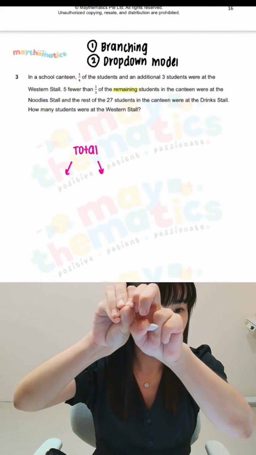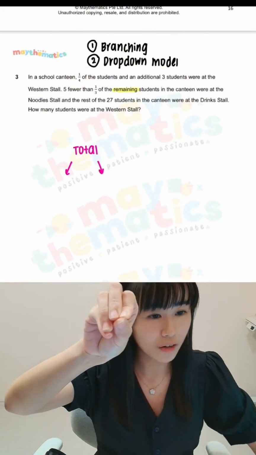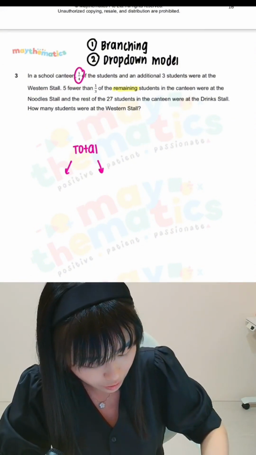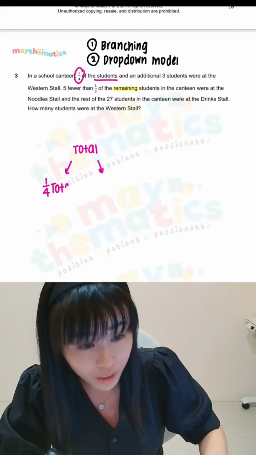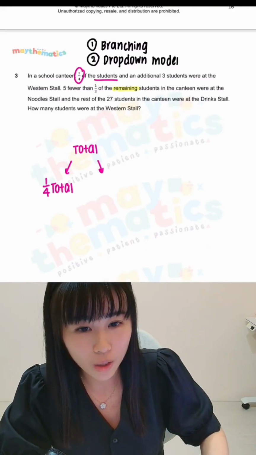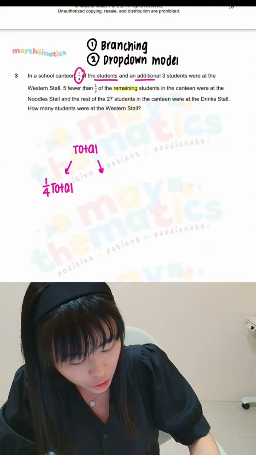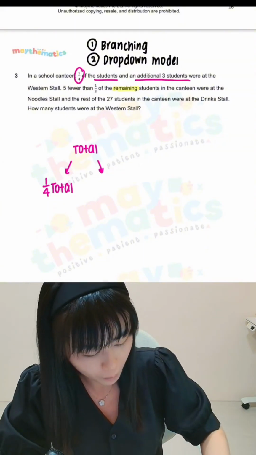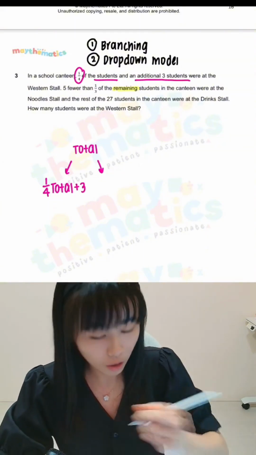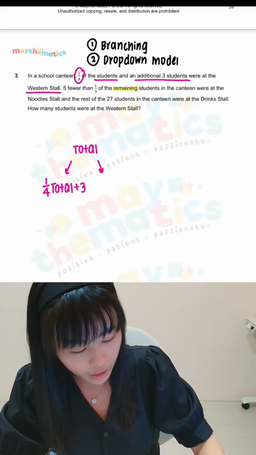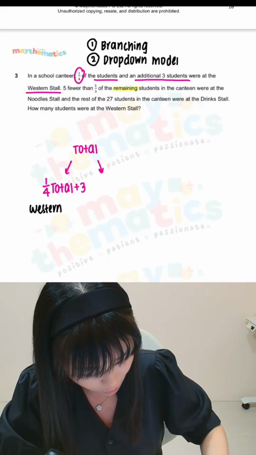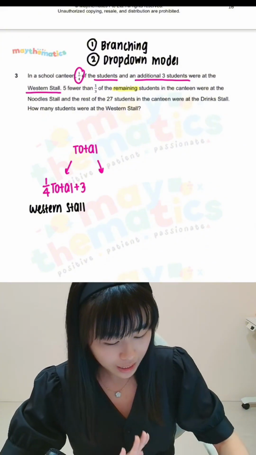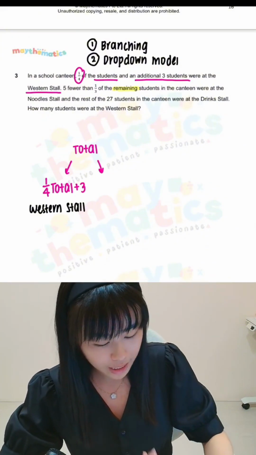So together, we have 1/4 of the students, it means 1/4 of the total, and additional 3 students. So plus 3 more students. All this will be at the Western store. Right, after this, what you're going to write is your remainder.